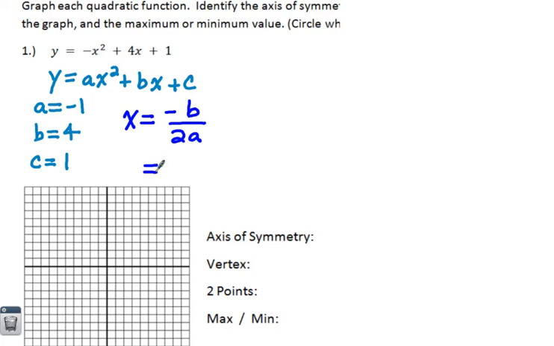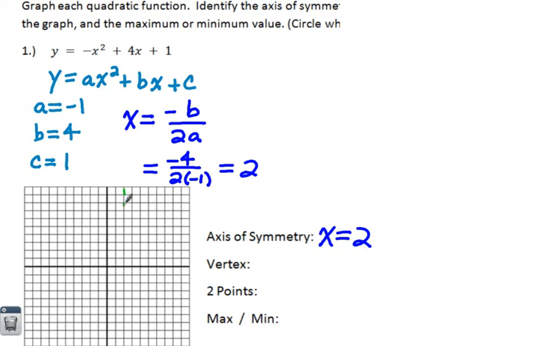And so plugging in the b value and the a value, that's ultimately going to get you what? -4 over -2 to be +2. So your axis of symmetry ends up being x equals 2.